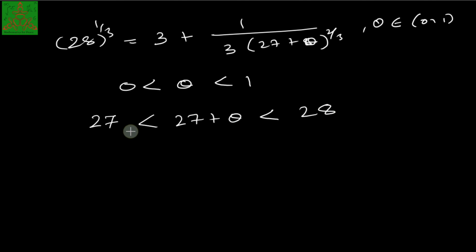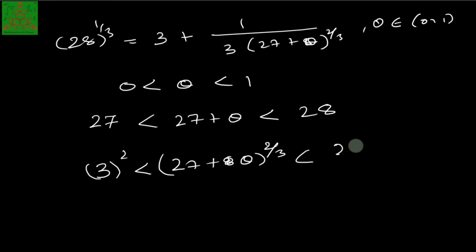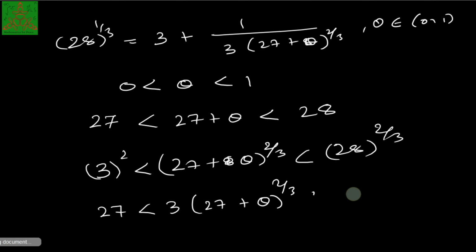Raised to 2 by 3. So it is 27 plus theta raised to 2 by 3, and the square is also there, less than 28 raised to 2 by 3. If I multiply by 3, that will give me 27 again, because 3 square is 9, and multiplied by 3 that will give me 27. So 3 into 27 plus theta raised to 2 by 3 is less than 3 into 28 raised to 2 by 3.